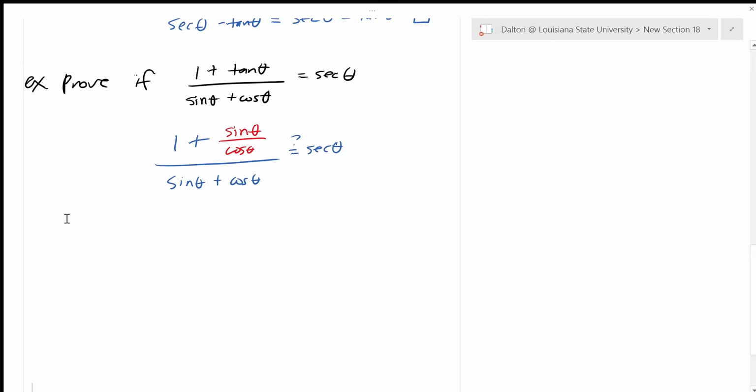Another suggestion on your proof sheet was to multiply the numerator and denominator by the same trig expression to try to get rid of your fractions, to try to get rid of your rationals. So how could I get rid of sine theta over cosine theta? What could I multiply that by so that it's not a fraction anymore?